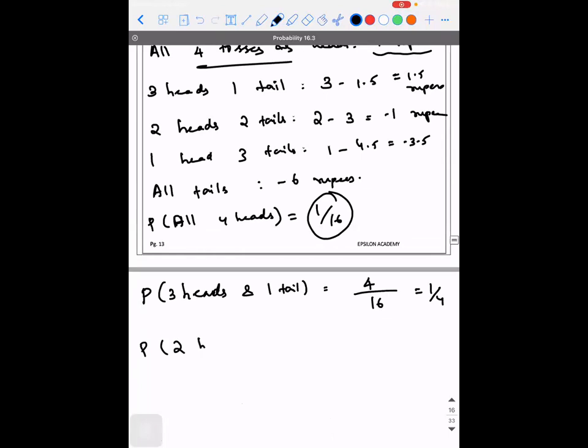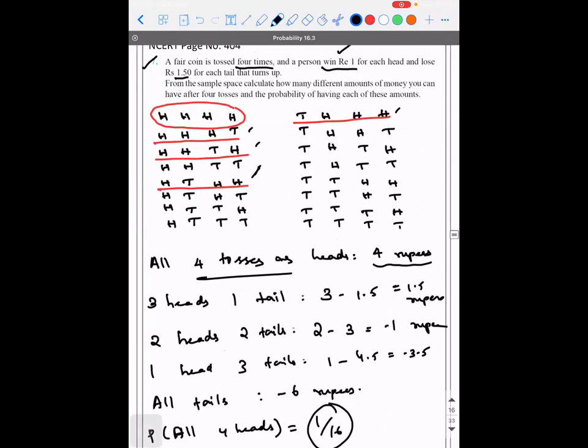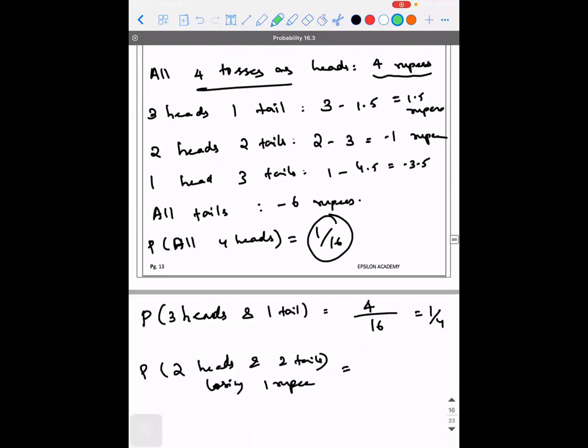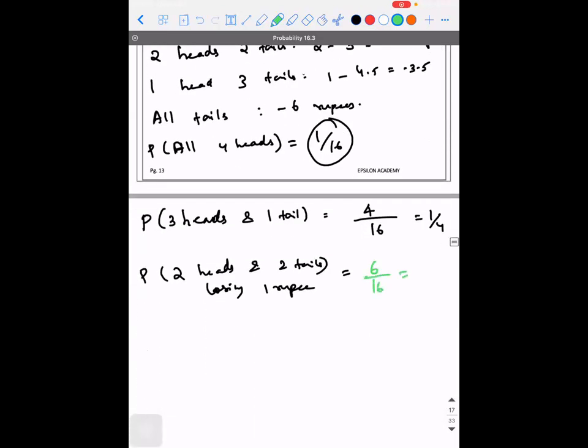What is the probability of getting 2 heads and 2 tails? Two heads, 2 tails, I'll put it in green. 1, 2, 3, 4, 5, 6. That is happening 6 times. So 6 out of 16, that will be 3 by 8.